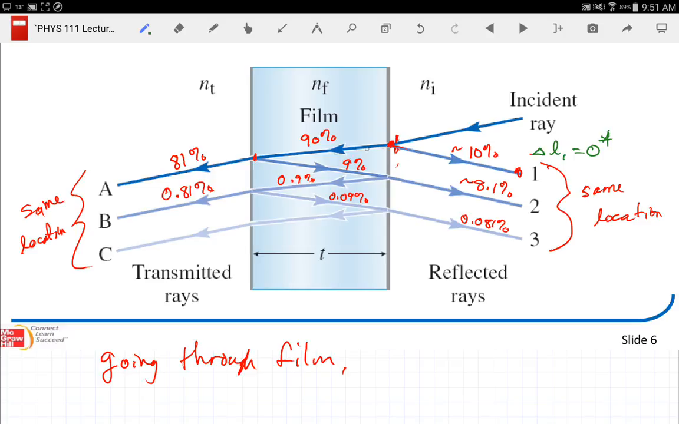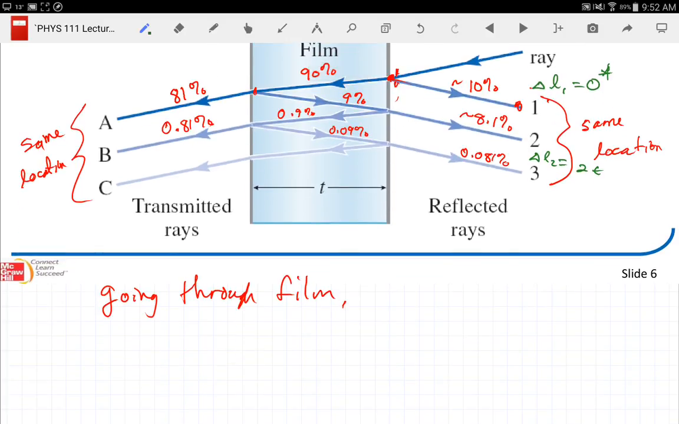Well, this other path, it had to travel through and back. So if it's a distance thickness through, what's the total distance it had to travel? Okay, so this one has delta L2 equal to 2 thickness. So I have a difference in the path lengths. And now I want to find out how those lengths compare to the wavelength of my light. The first one, well, 0 is going to be 0, right? There's no conversion I need to do.